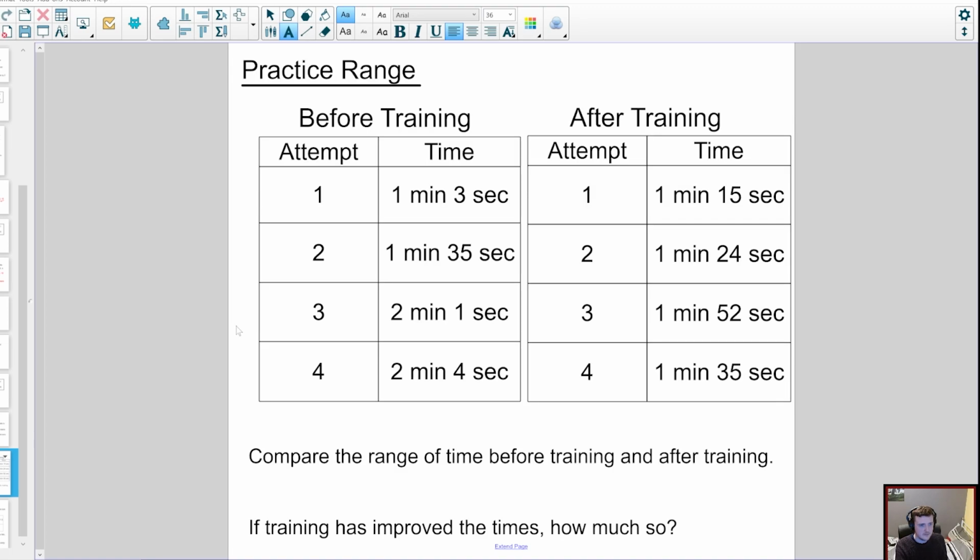Okay, here we go, a practice on range. So these are some times that a person has done when they're training, I don't know, some kind of run. And we've got to compare the range of time before training and after training. And if training has improved the times, how much so, and what could we say about it? So have a go at this, and I'll be back in just a second.